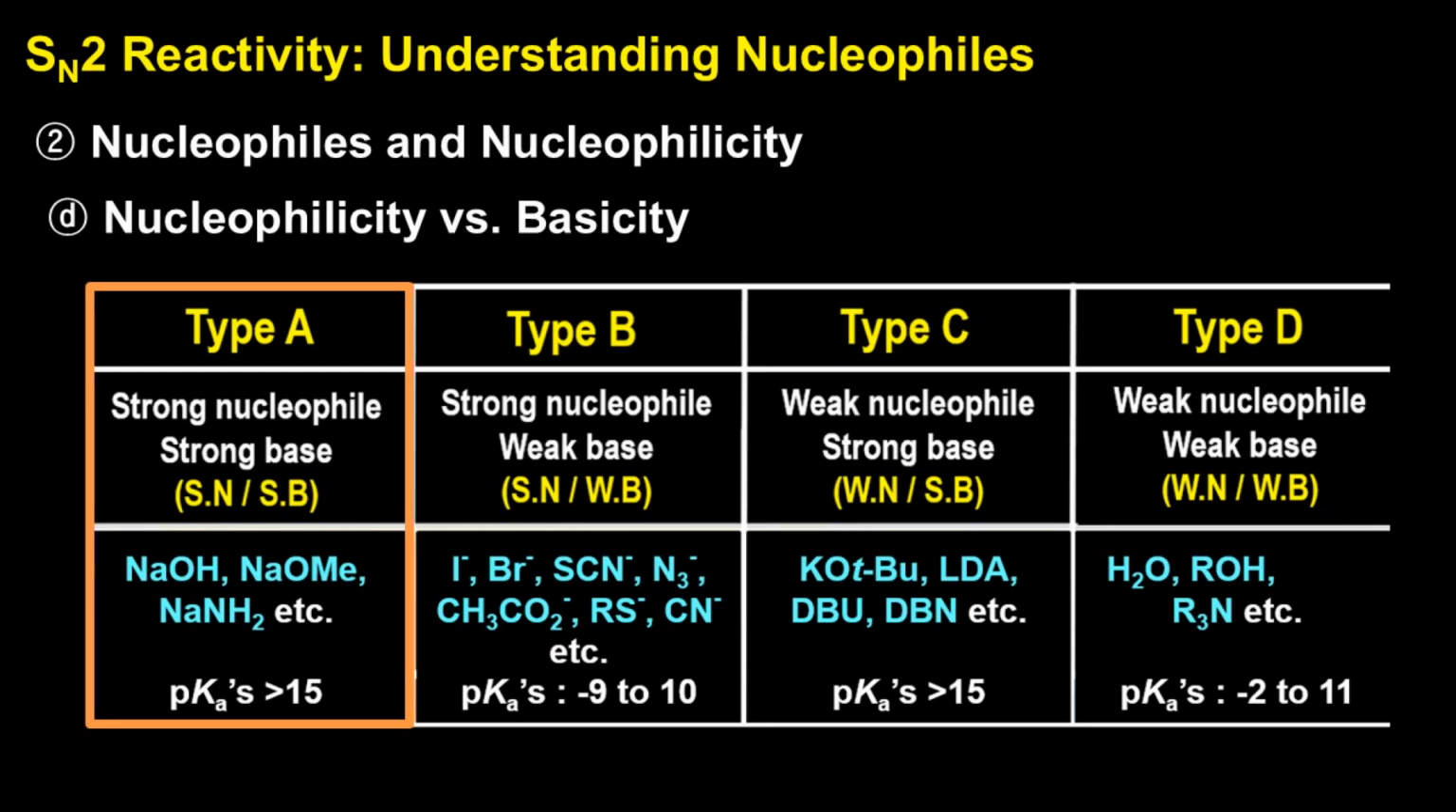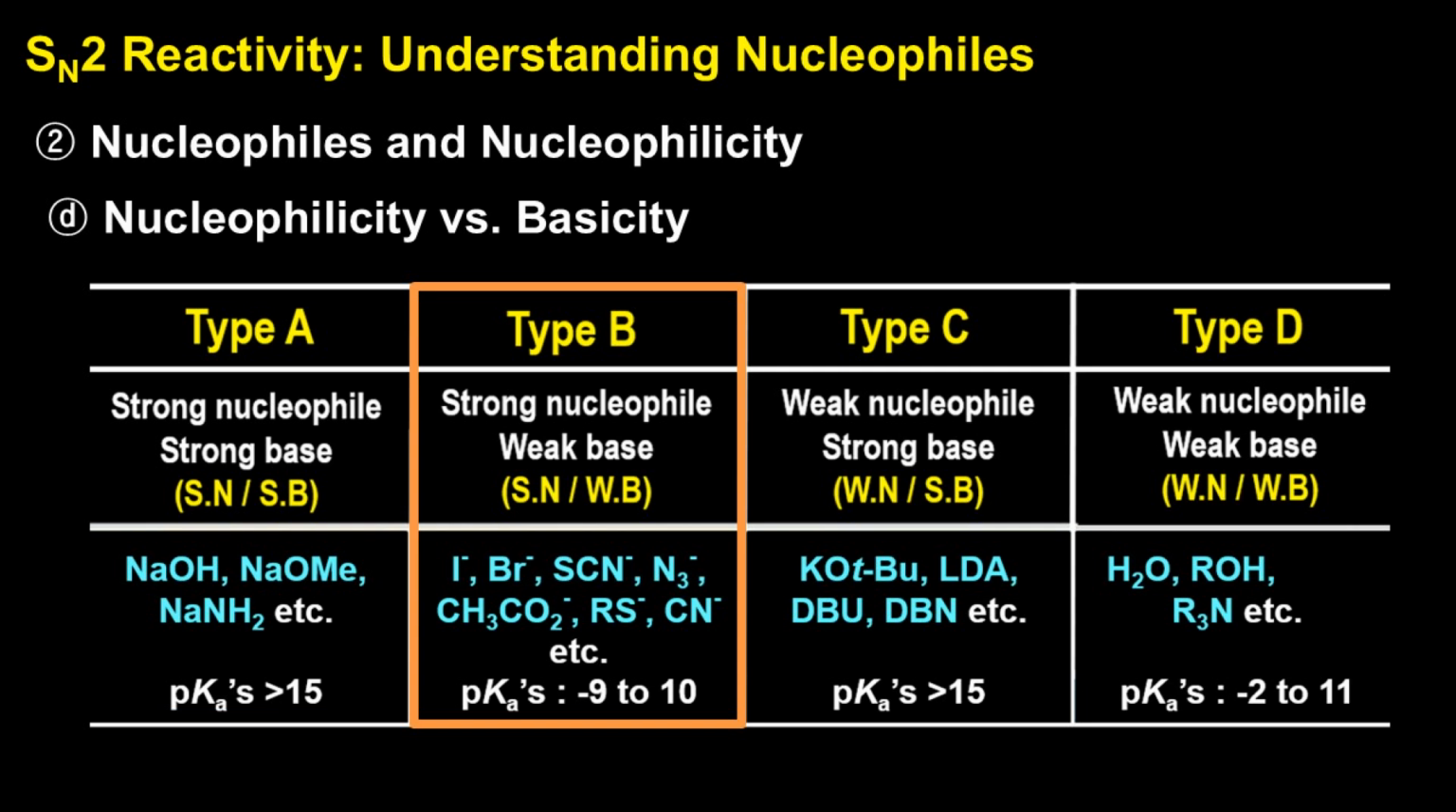Strong nucleophiles, strong base. These reagents are highly reactive, and they can take part in both SN2 and E2 reactions. So what determines the outcome? It all depends on the structure of the substrate. If the carbon is easy to access, SN2 is favored. But if the substrate is bulky, E2 takes over. Some classic examples include sodium hydroxide, sodium methoxide, and sodium amide. All of these come from very weak conjugate acids, with pKa values typically above 15. That means they're not just nucleophilic, they're strongly basic too.